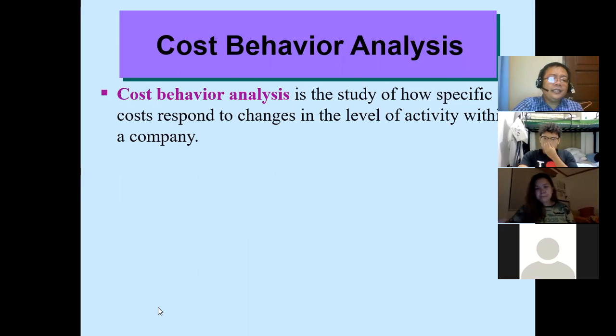So in the CVP analysis, very important is the cost behavior analysis. What do you mean of cost behavior? How specific the cost responds to changes in the level of activity within the company. What does that mean? In layman's terms, Darren, in your own understanding, what do you mean of cost behavior?